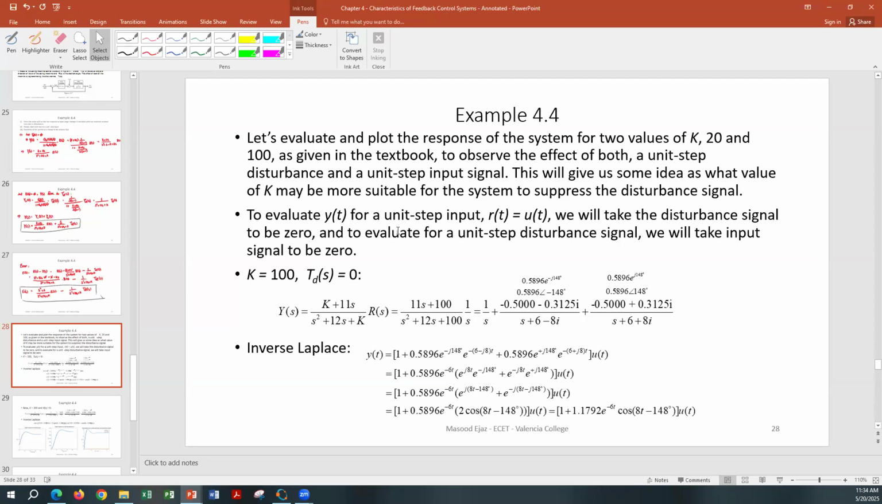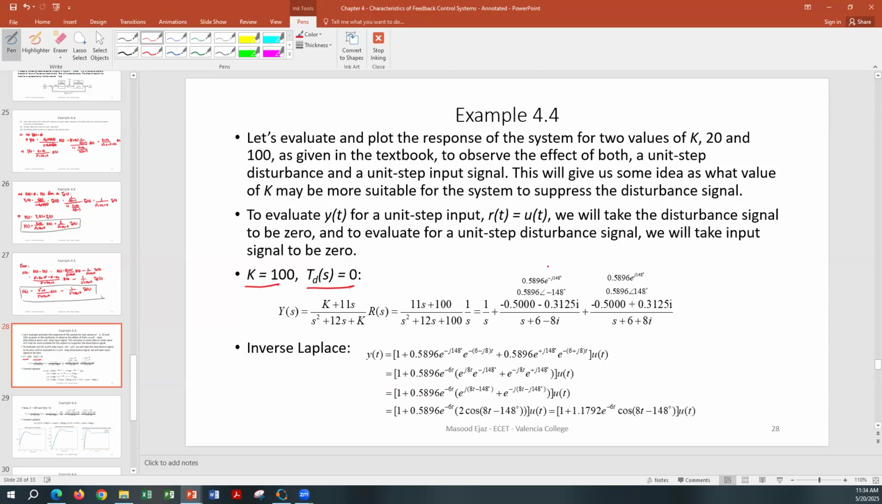To evaluate y(t) for a unit step input, we take r(t) to be u(t). We'll take the disturbance signal to be 0. First, we're going to evaluate for r(t), and then we're going to evaluate for T_D. To evaluate for a unit step disturbance signal, we will take the input signal to be 0. So first, we take the value of K to be 100, the higher value, and we take the disturbance to be 0, and find out what y is only because of the input signal r(t).